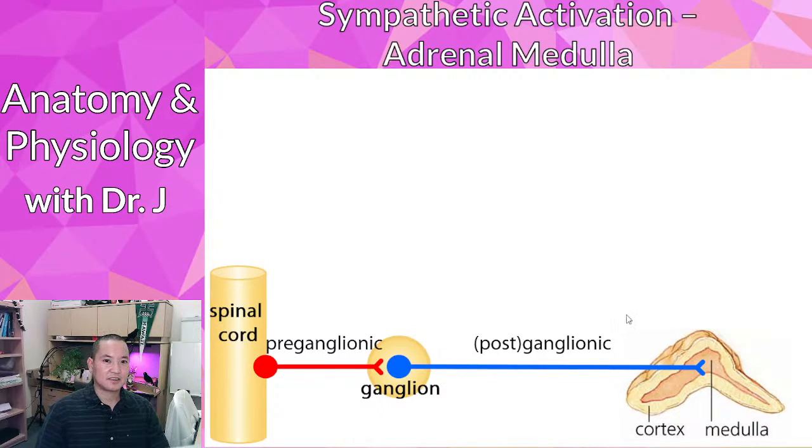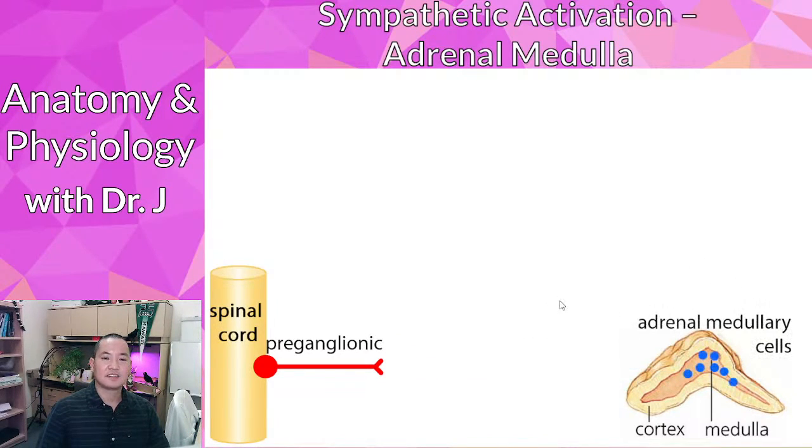Now, what happens when that target organ is the adrenal medulla? Well, it's a little different than typical sympathetic activation. There's no ganglion, and there's not really a typical postganglionic neuron. In fact, the adrenal medulla itself consists of actually modified postganglionic cells. So instead of a postganglionic neuron, these adrenal medullary cells are like the postganglionic neurons. They also secrete epinephrine and norepinephrine, which are important neurotransmitters in the brain and central nervous system. But here, it's actually endocrine cells that secrete it into the bloodstream.